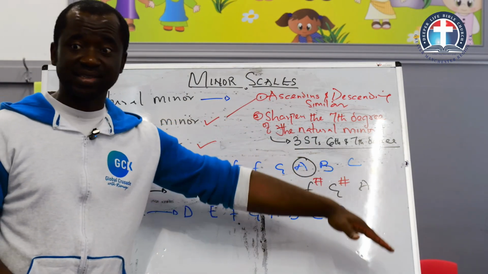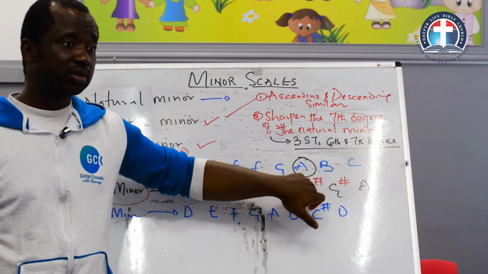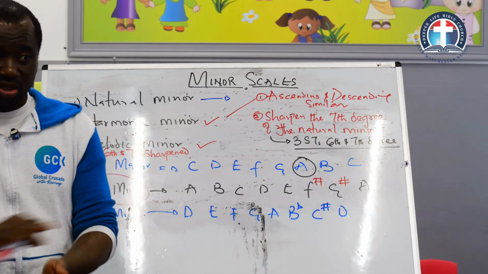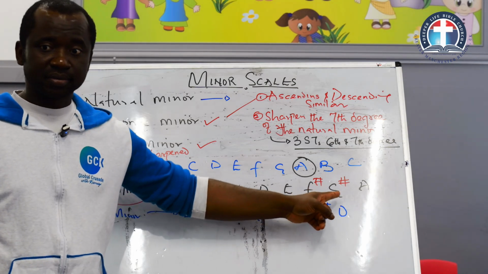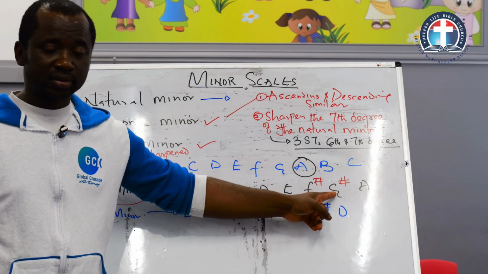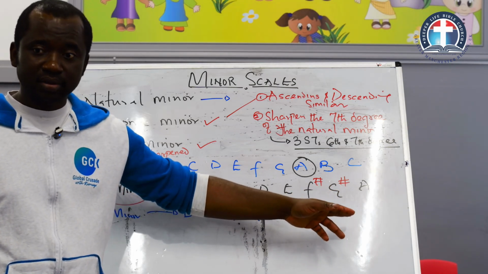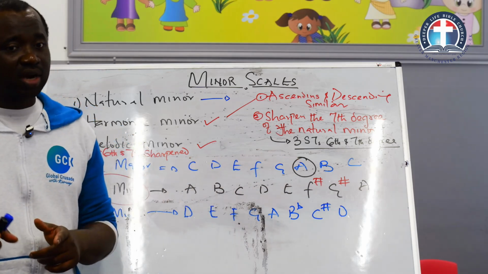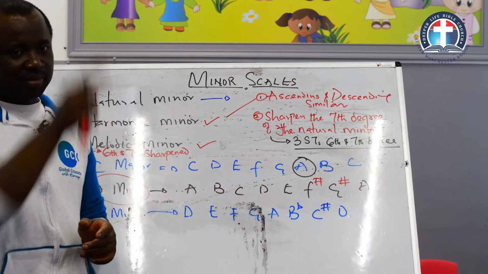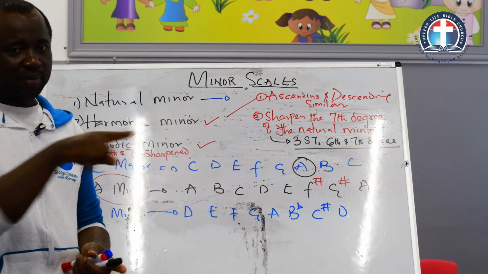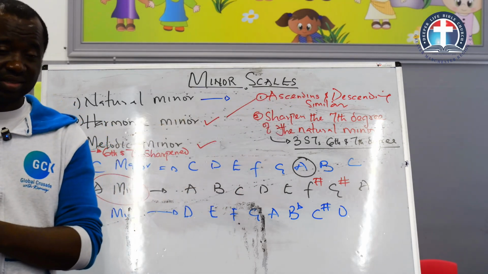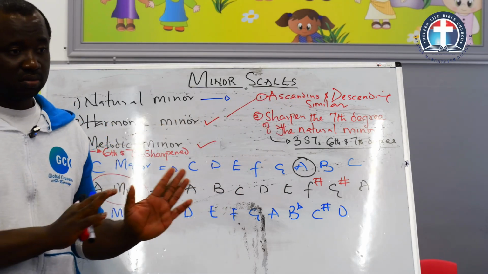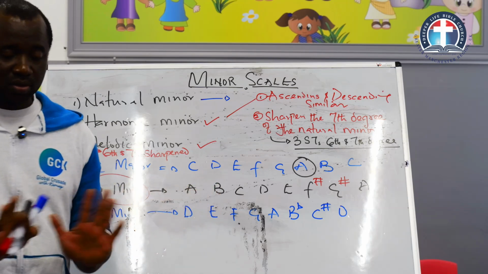But when you are descending, you have to remove these two sharps and go back to everything natural. How do you remove these two sharps when you are descending? What will you add? Natural. You add the natural sign. If you don't add the natural sign, remember, except there is a bar line, if there's no bar line, the sharp continues. So you have to add the natural sign when you are descending to show that you don't want the baggage of this sharp.